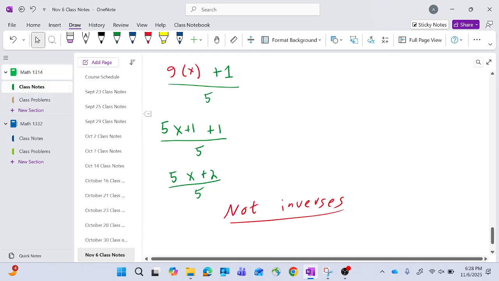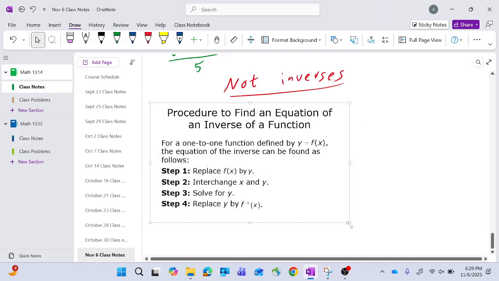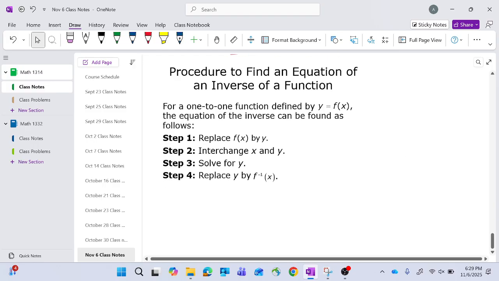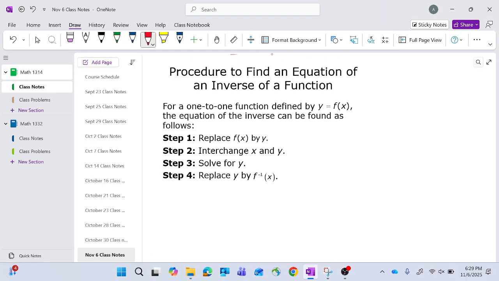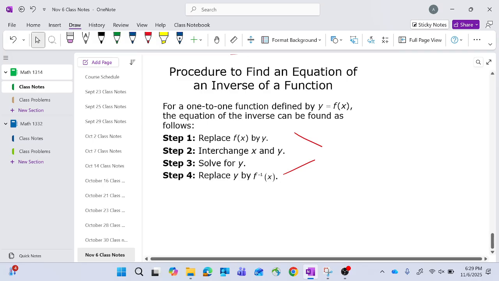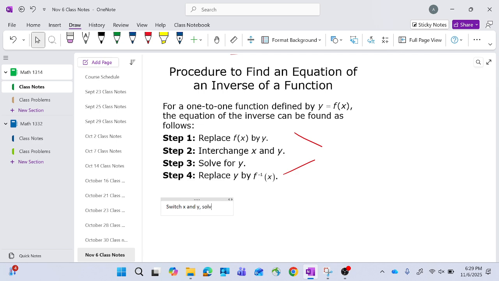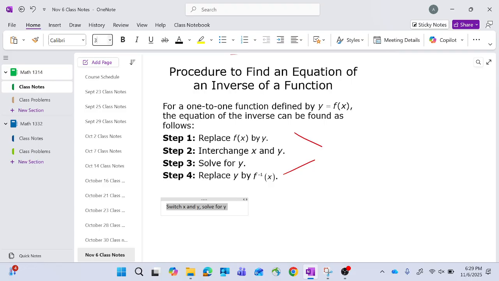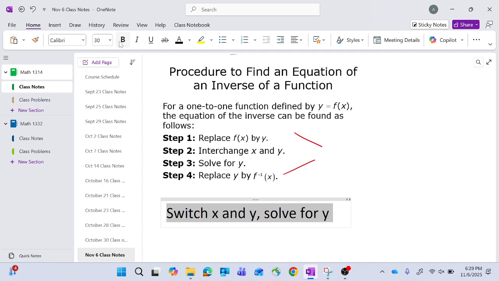Now, how to find an inverse. This is probably the easiest thing about inverses. You have the steps right here if you want to copy the official steps, but the first and last steps are pretty useless. All you really need to do is change x and y and solve for y. That's it. So switch x and y, solve for y.